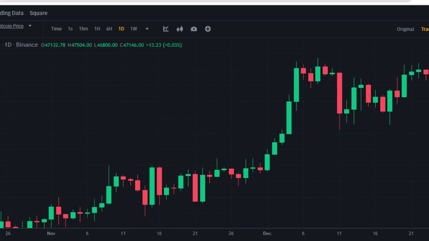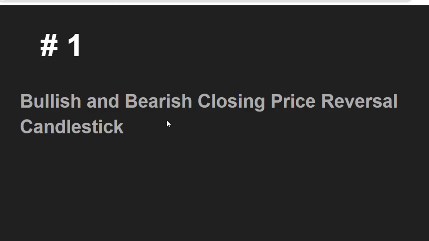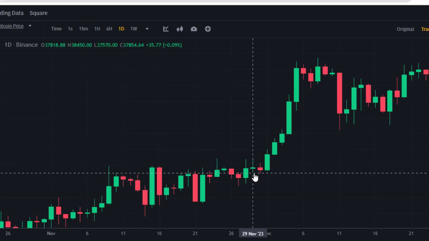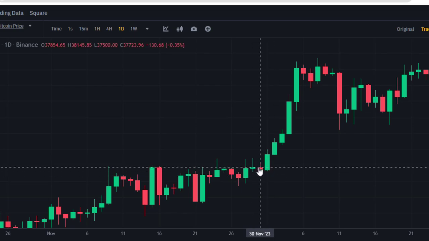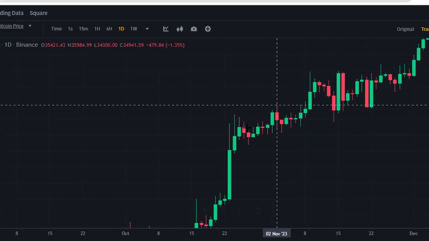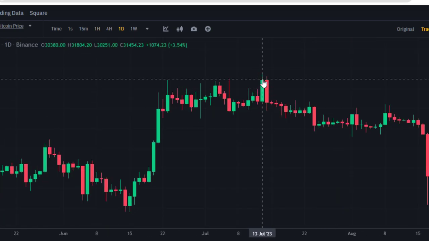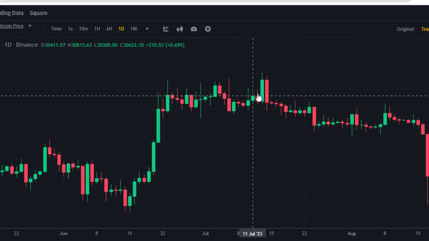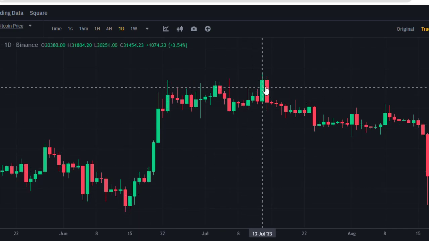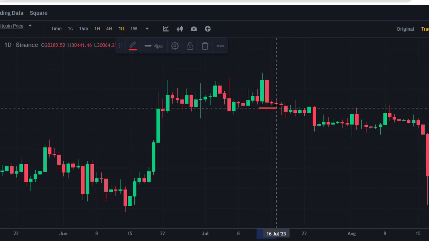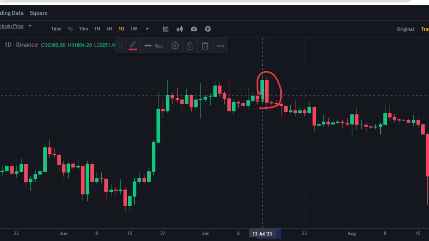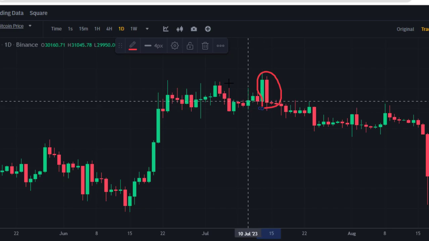And the next one here is the bearish closing price reversal candlestick pattern. The bearish closing price reversal candlestick pattern is an inverse of the bullish candlestick reversal pattern, which is very, very important. Let me show you that on the chart. If you look at this very area, you see the market was at this very level of resistance, and we see this very candle formation. These 2 candlesticks right here are a bearish closing price reversal candlestick pattern.